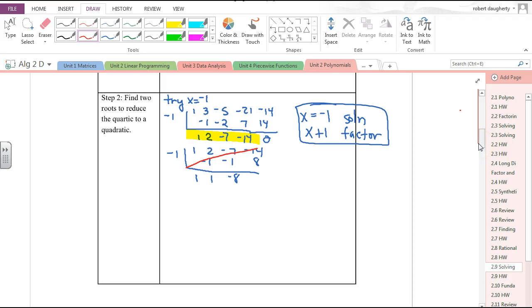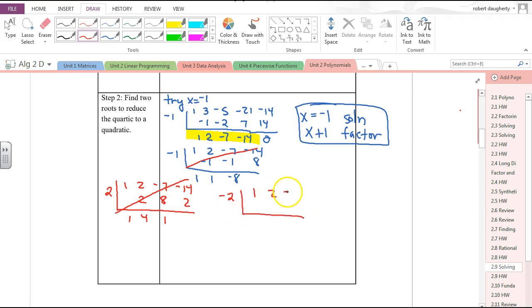So let's try 2, and let's copy down these numbers: 1, 2, negative 7, negative 14. 1 times 2 is 2. Add that to get 4. 2 times 4 is 8. Add that to get 1. 2 times 1 is 2. That doesn't work. What will I try next? Negative 2.